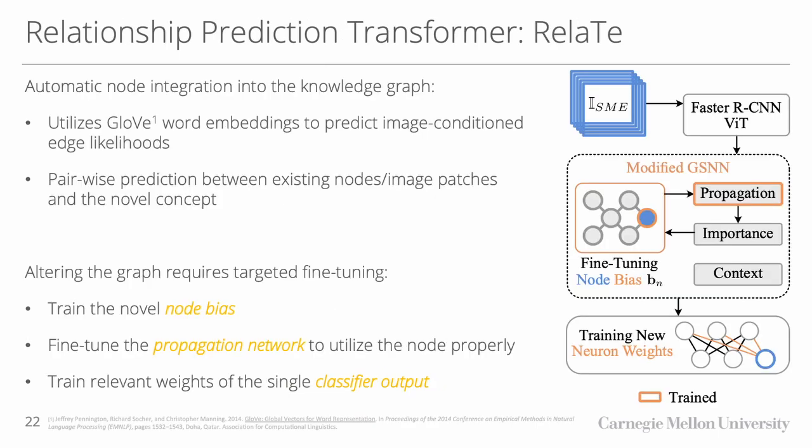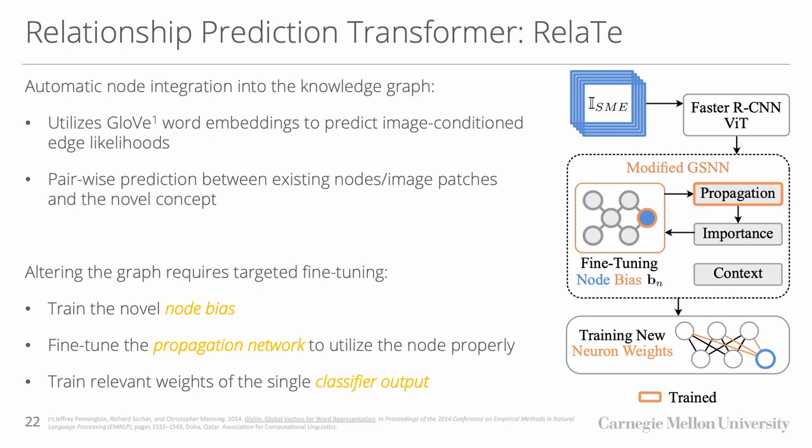To automatically connect the new concept to the knowledge graph, we propose Relate. Relate uses GloVe word embeddings for each existing concept and their respective image patches to create a context-dependent latent representation of all concepts active in the provided set of images. Then, each latent representation is paired with a novel concept in order to predict whether or not an edge should exist.